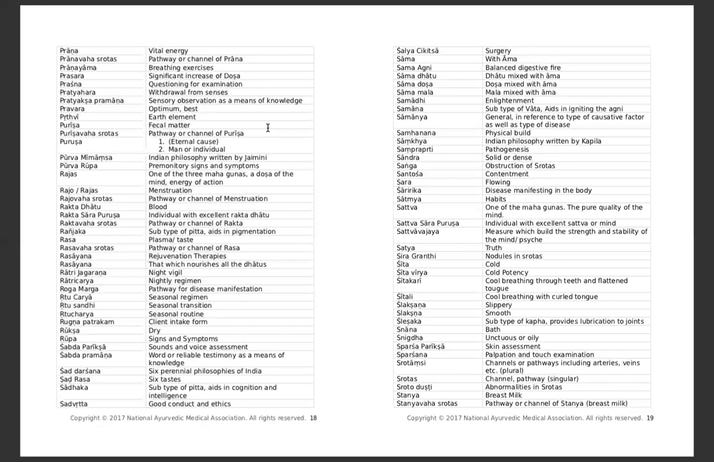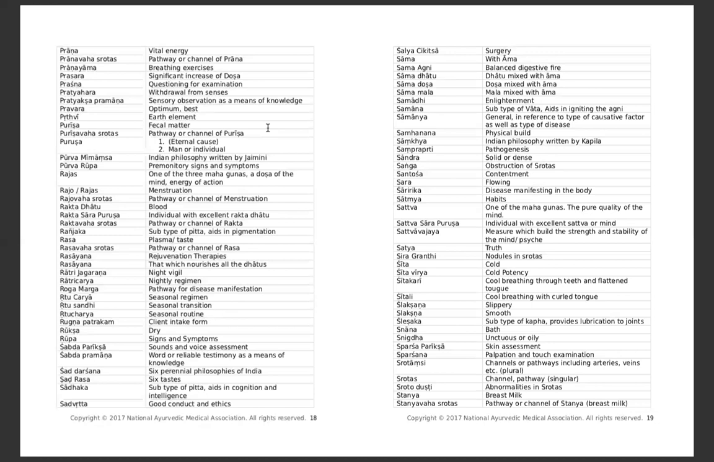Let's see, patra, where am I? Yes, Rugna Patrakam, Ruksha, dry, Rupa, signs and symptoms, Shabda Pariksha, Shabda Pramana, Shad Darshana. Shad means 6. Darshana is the 6 perennial philosophies of India. Shad Rasa, 6 tastes. Sadhaka, subtype of Pitta. Sadvritta, Vritta is a tendency, so good conduct. Vritti is tendency, so Sadvritta is good conduct, good ethics. Shalya Chikitsa, which is surgery.